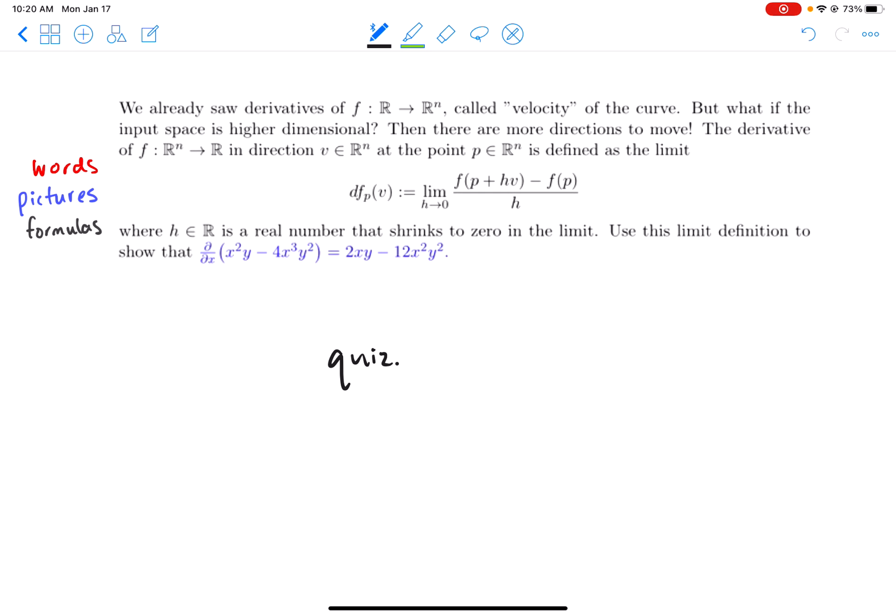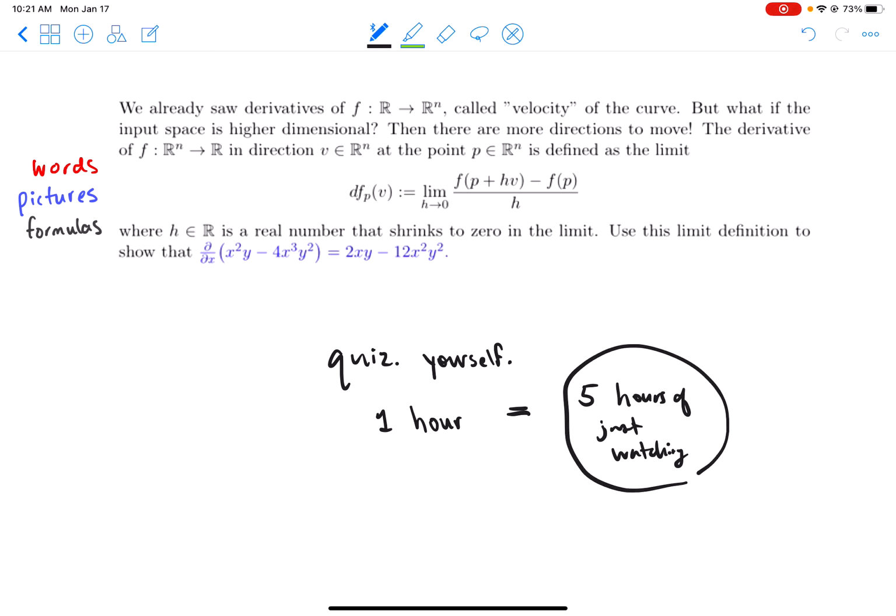Okay, so if you study this way, by quizzing yourself, then 1 hour of this active studying is in my opinion equivalent to like 5 hours of just passively watching the videos. So why do something for 5 hours when you could just do it for 1 hour? Please, please, please, quiz yourself. That is the best way to study.